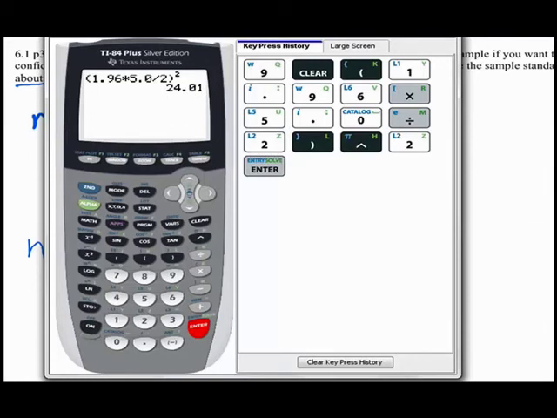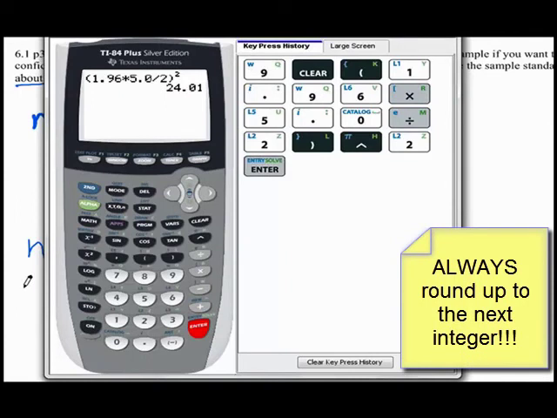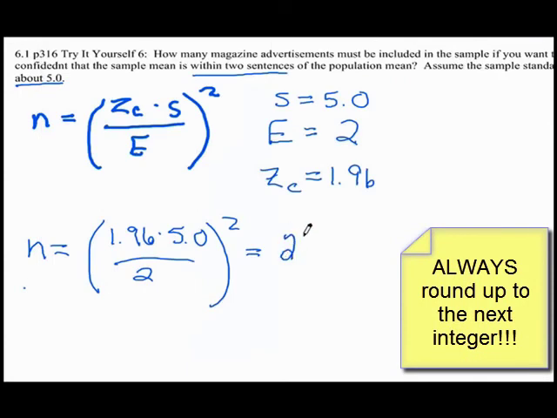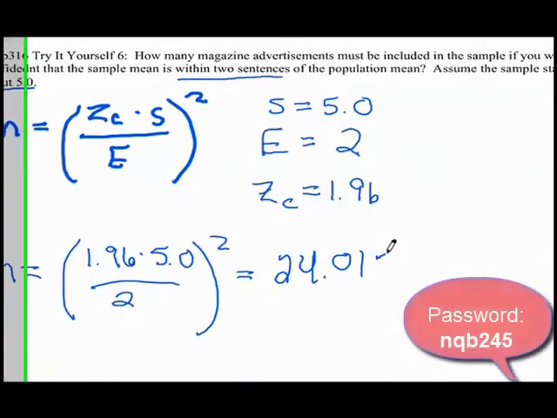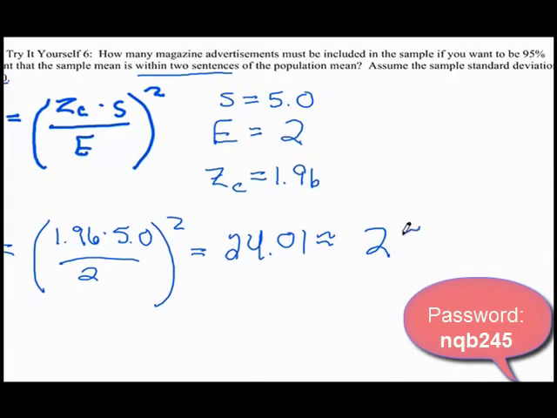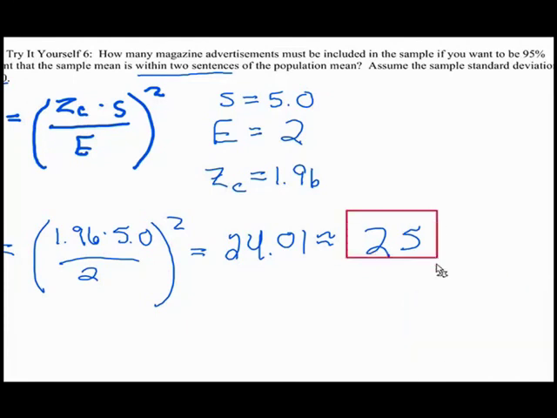Now we always need to round this up. And so if we take a look back here, we get 24.01. Even if you got 25, I would still go up to 26. You always have to round up. So we need about 25 in our sample to make sure that our sample is large enough.